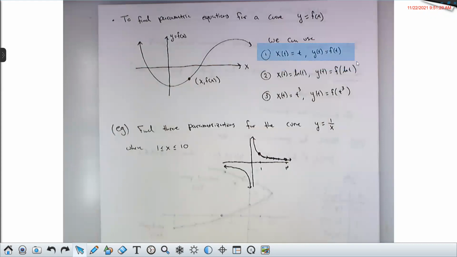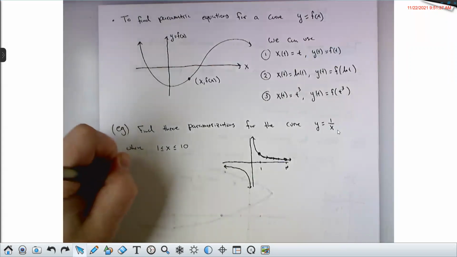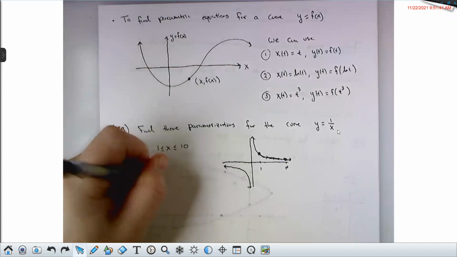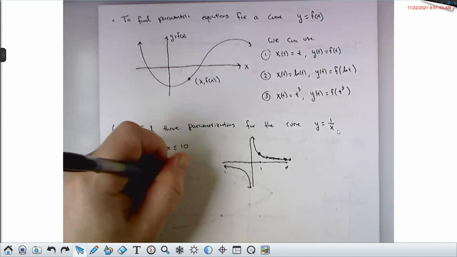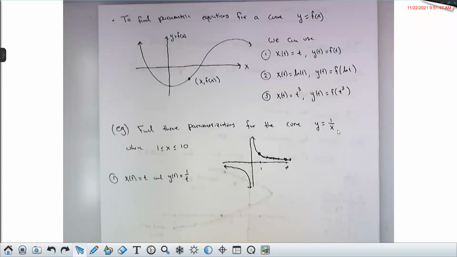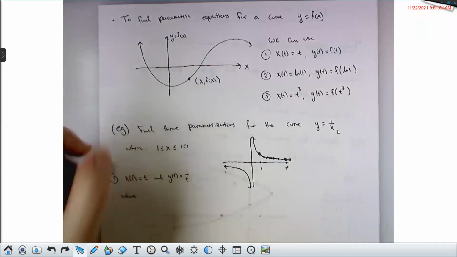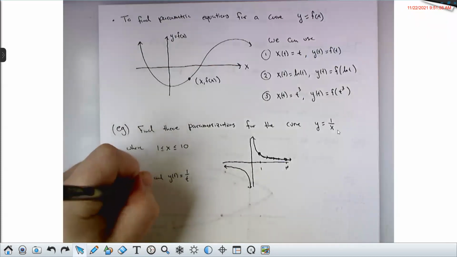For the standard parametrization, you just let x be t, and then y would be f of t. So here, y would be 1 over t. And here, t would run from 1 to 10 because t is x.